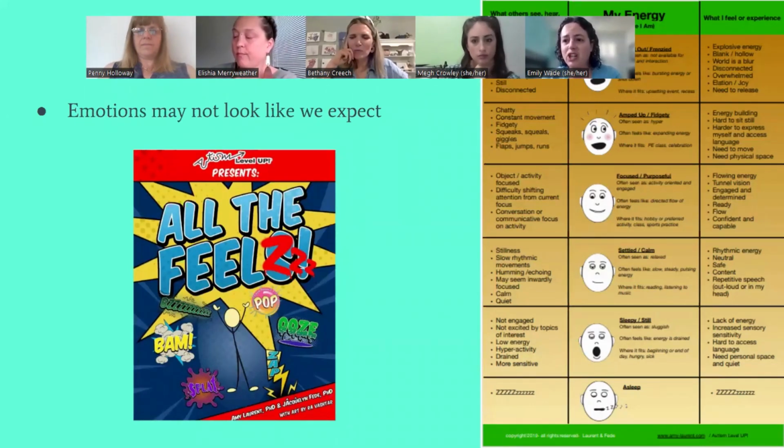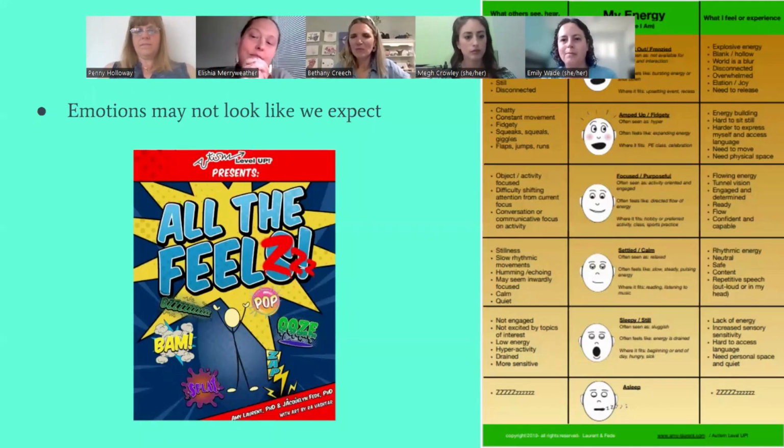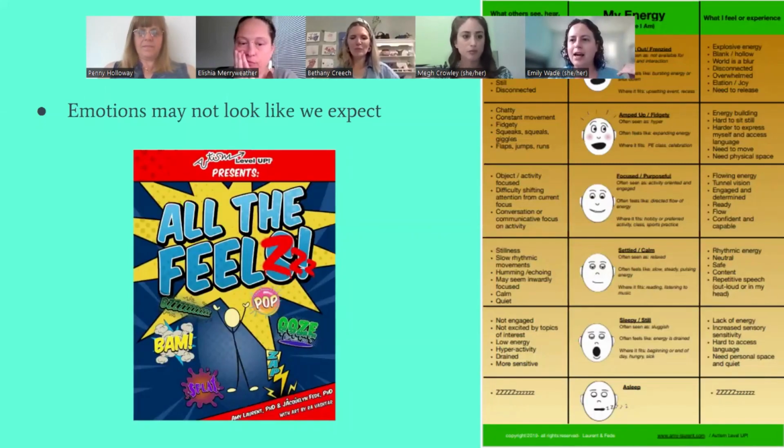And then also where this fits. Amped up and fidgety isn't a bad thing, right? It depends on the context. This is a really good thing if you're in PE or at a celebration or something like that, right? This is an appropriate place for your energy to be in those places. And then it gives you the outward indicators of that. That might look like chatty, constant movement, fidgety, squeals, flaps, jumps, runs. And then what I feel like or experience might be energy building, hard to sit still, need to move. It might be harder to express myself and access language, need physical space, right?